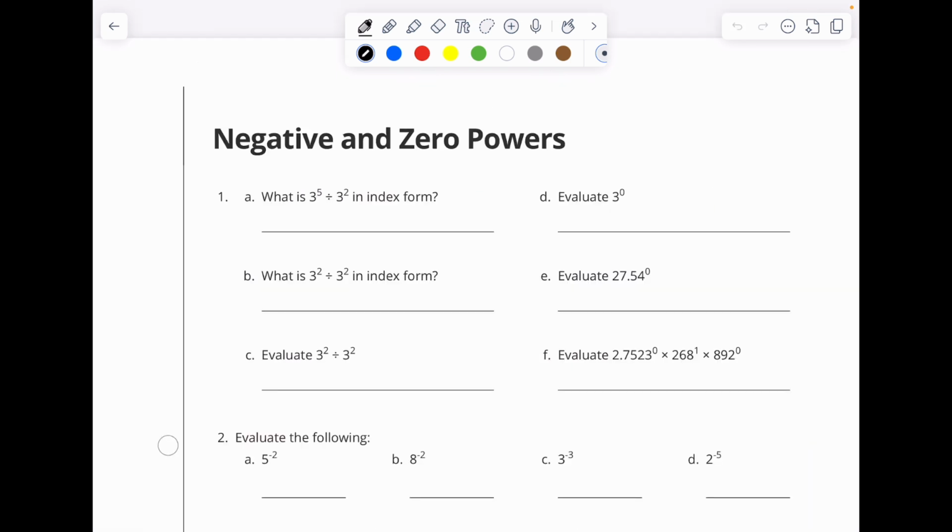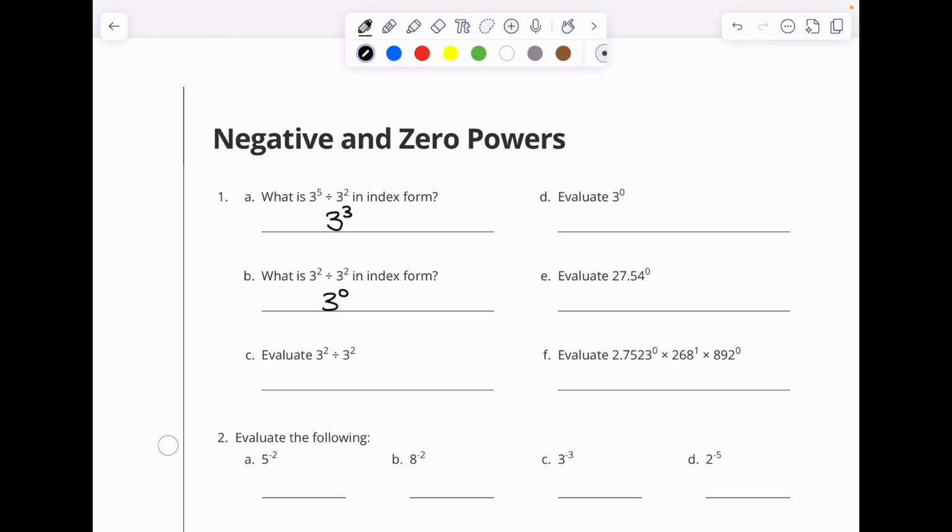Okay, so let's start off on question 1. So if we're dividing, we're going to subtract the powers here. So in index form, 3 to the 5 divided by 3 squared is going to leave us with 3 to the 3. For part B, 3 squared divided by 3 squared, again we subtract the powers, so in index form that is 3 to the 0.